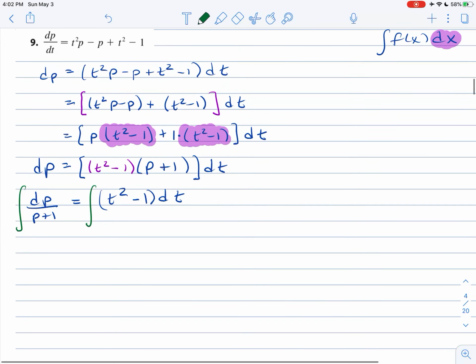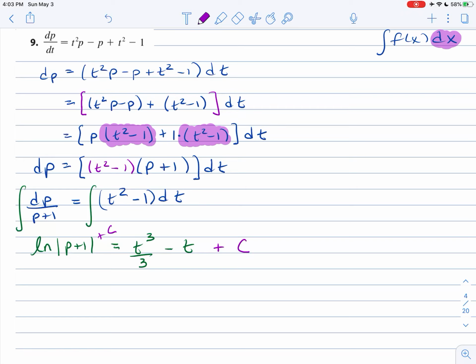On the left-hand side, we would use a simple u substitution of p plus 1, and so hopefully we see that this turns out to be the ln of p plus 1. And on the right-hand side, I can integrate directly, and I get t cubed over 3 minus t, and I could have put a plus c on this side, which I should, and then I'll also put a plus c on this side, but they're arbitrary constants, and I could move the other c and combine them, so I don't really need to add a plus c on the left side.